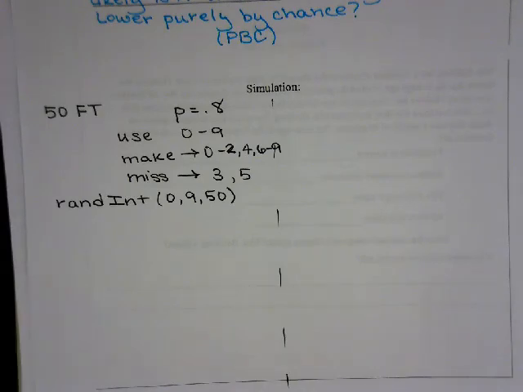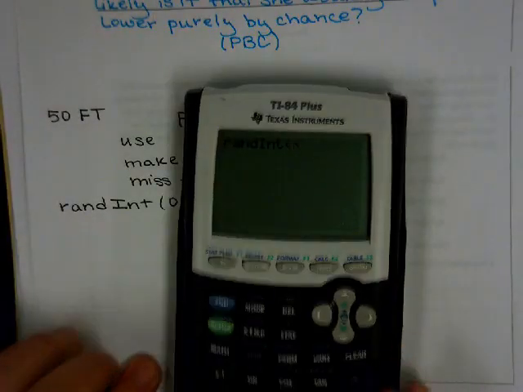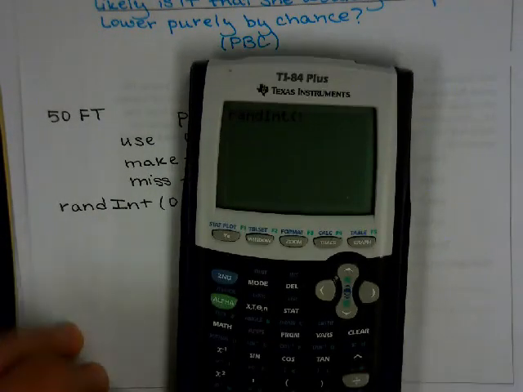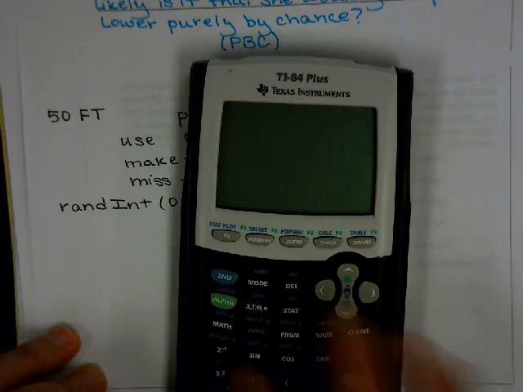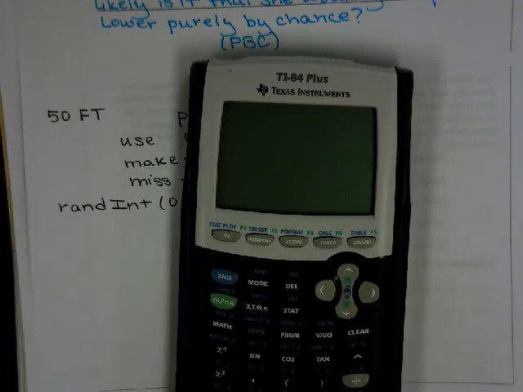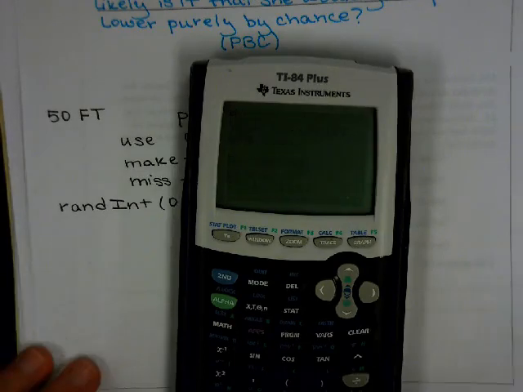Where's your calculator? We got a random math, prob, number 5. So you put 0, 9, 50. Did it literally just die on me? It should turn on. It said that for like 2 weeks, but it still works. Oh, I'm sorry, it's okay.